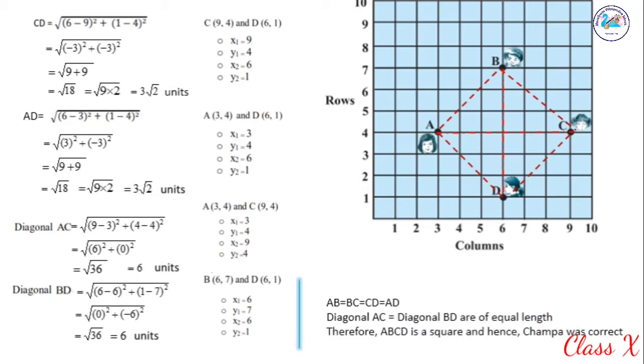Therefore, we can tell that ABCD is a square, and hence whose statement was correct? It was the question. Chamba was correct. That is the conclusion of the question. Now move on to question number 6.